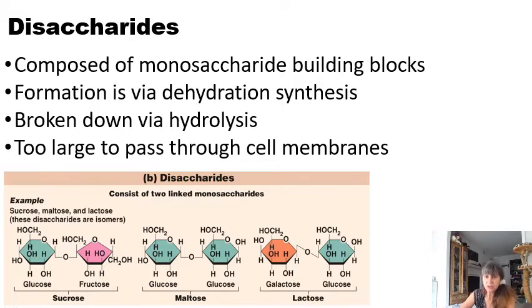Disaccharides are 2 sugars. These, again, are composed of 2 monosaccharides being joined together by way of dehydration synthesis. They can be broken down by way of hydrolysis, and disaccharides are too large to pass through membranes of cells, which is why they would have to be broken down into their monosaccharide components in order to get into cells.